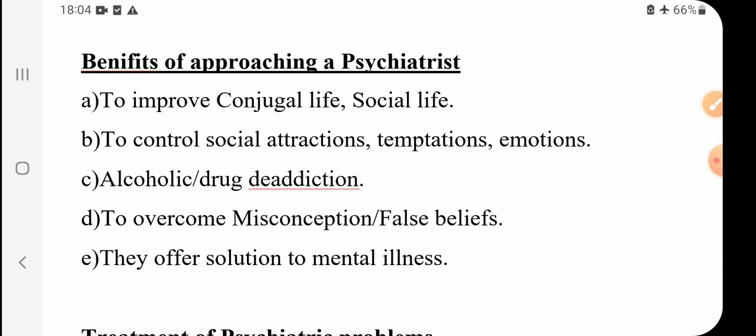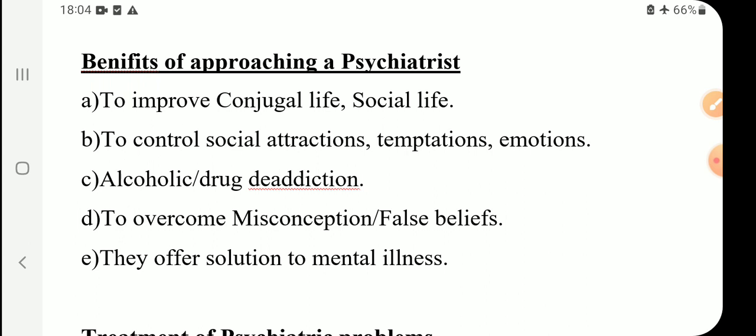So the first benefit is to improve their conjugal life or social life, and the second benefit is to get control over social attractions, temptations, or emotions. As I said earlier, nowadays people are having more temptations. Most of the people are having temptations and social attractions, and they are very emotional. They will overcome all these problems by approaching a psychiatrist.